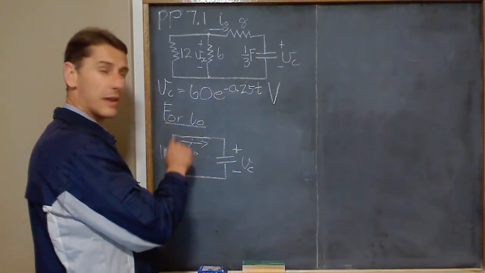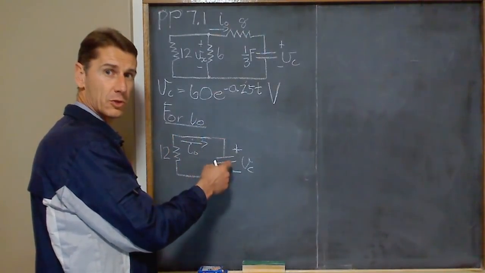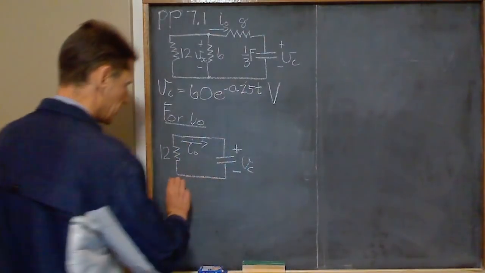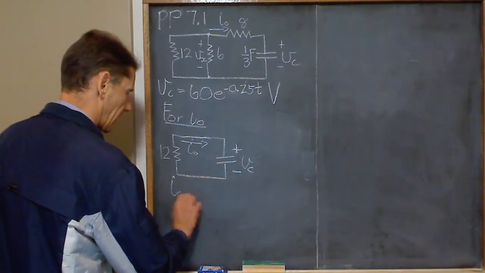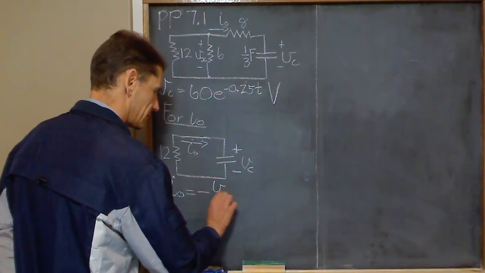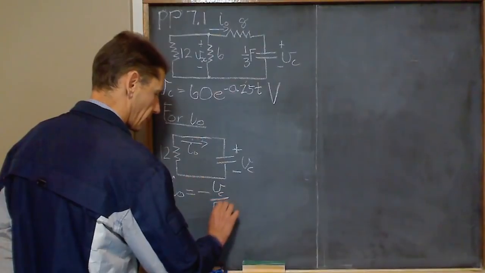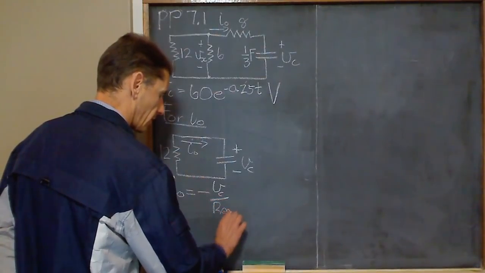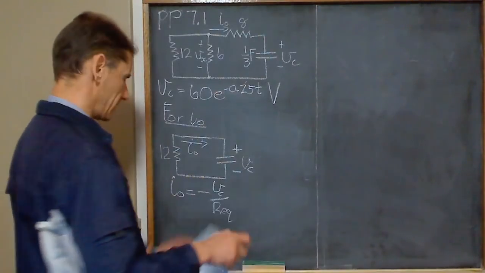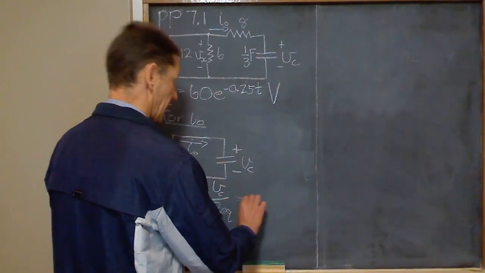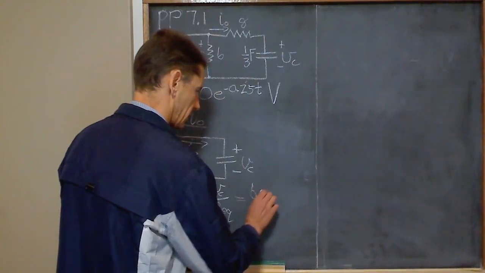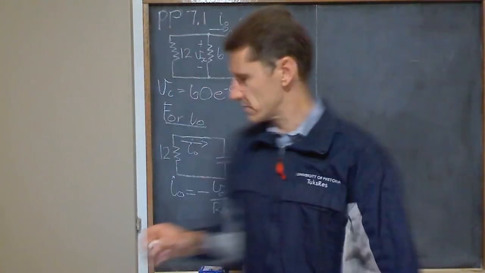I out wants to go left to right, but the capacitor voltage will want to push this current from right to left. So what we need to write is that I out is going to be equal to minus Vc over R, and let's use our R equivalent that we did earlier, which is probably what I did, yes. So that becomes this 60, let me just stand on this side.